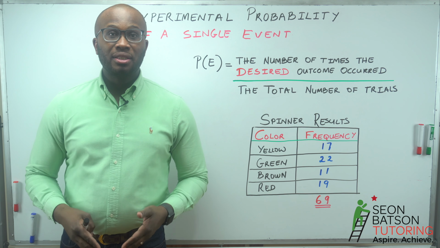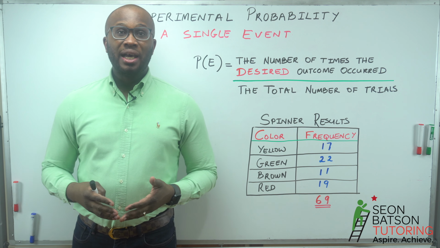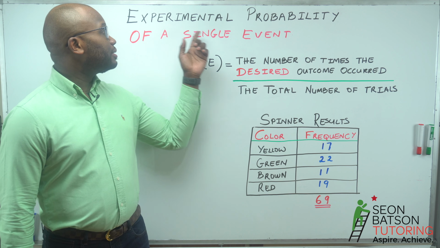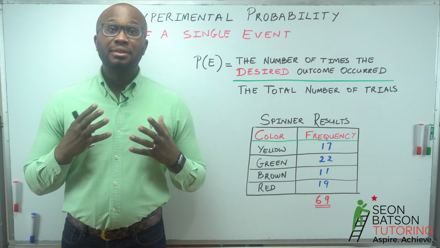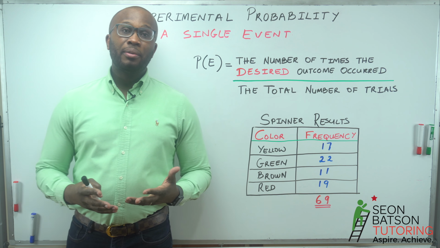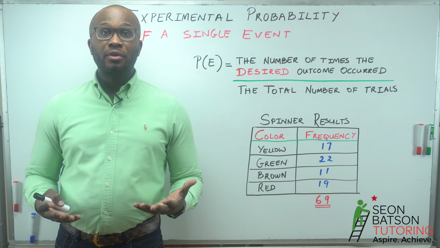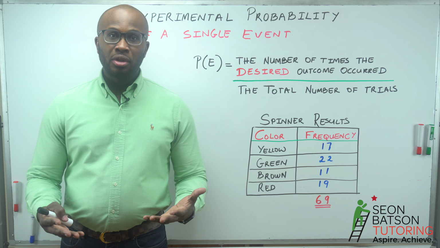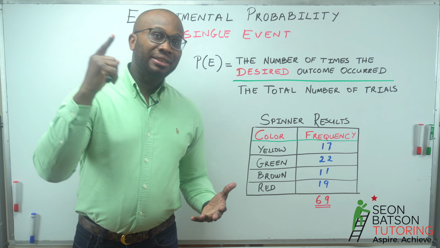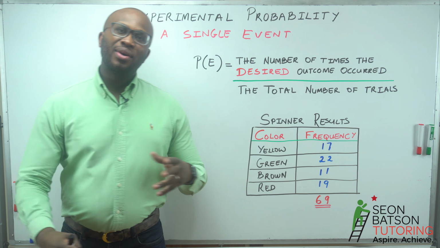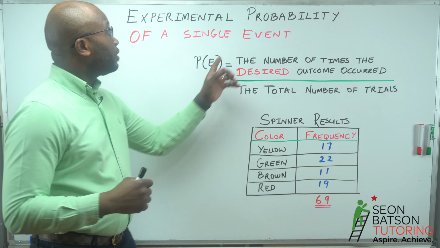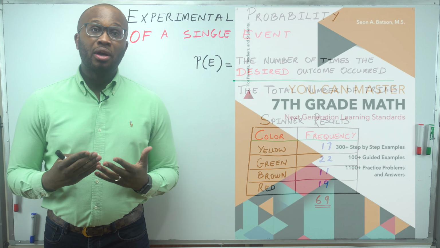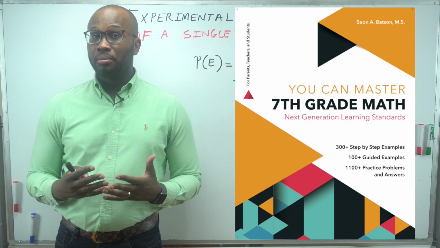In this video, we will be finding the experimental probability of a single event. Very important concept for all of my 7th graders, my high schoolers, and my GED students. So let's go. Now, this exercise is out of my 7th grade math workbook.